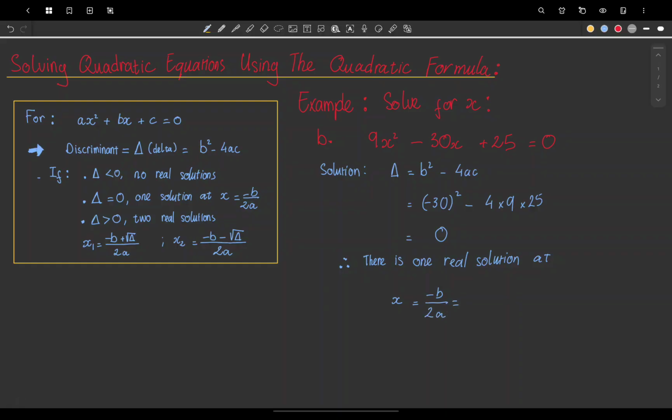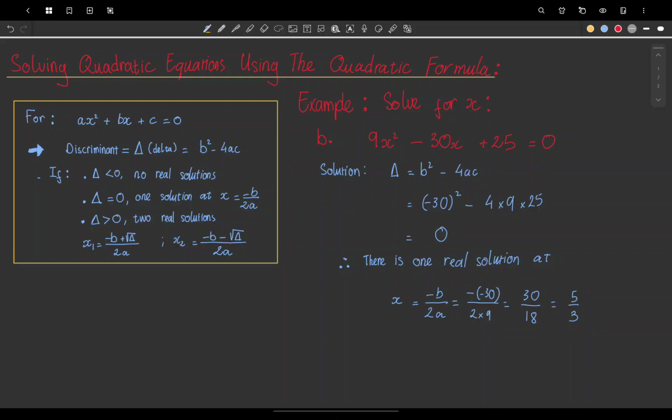Okay, so your b is negative 30. So negative b is going to be negative 30 on the inside of the bracket, over 2a, which is 2 times 9. So that would be 30 over 18, and if you simplify that, that would be 5 over 3. So your final answer would be 5 over 3. Okay, so that's how you would solve quadratic equations when you have the discriminant equal to 0.